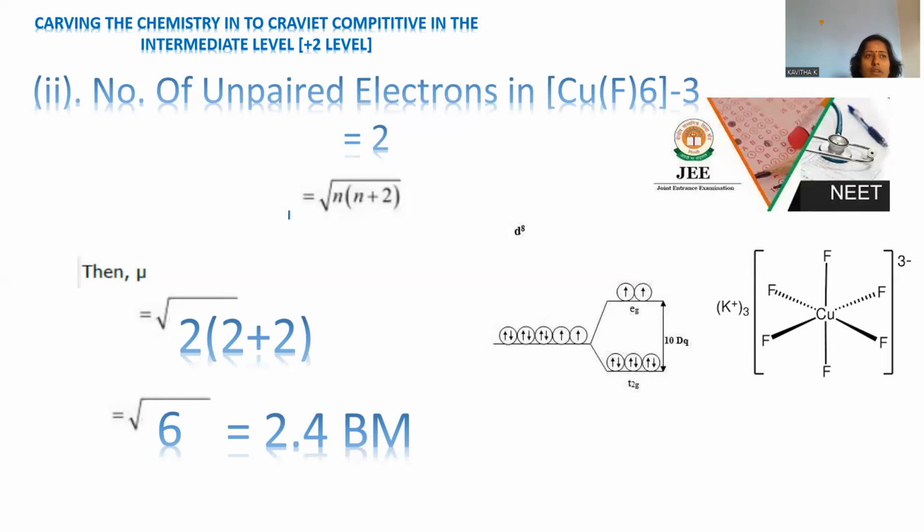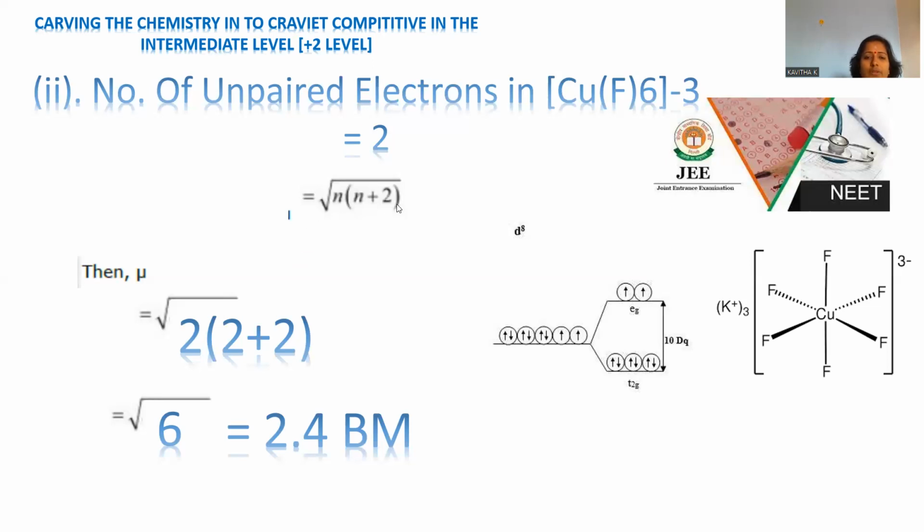The total number of electrons in 4s1 3d10 is 11. From 11 electrons, removing 3 electrons, 11 minus 3, it becomes d8. So d8 distribution in this copper, being a weak field, we have to fill the t2g orbitals completely with 6 electrons, and the remaining 2 electrons will enter the higher level eg orbitals. These 2 odd electrons correspond to the spin-only magnetic value. So the number of unpaired electrons in this copper hexafluoro complex will be 2.